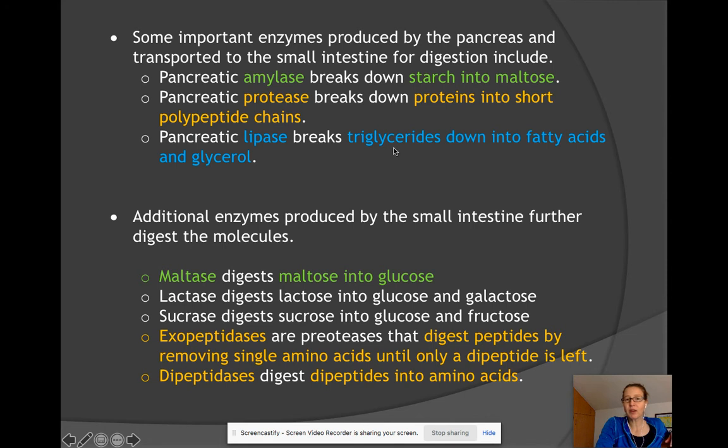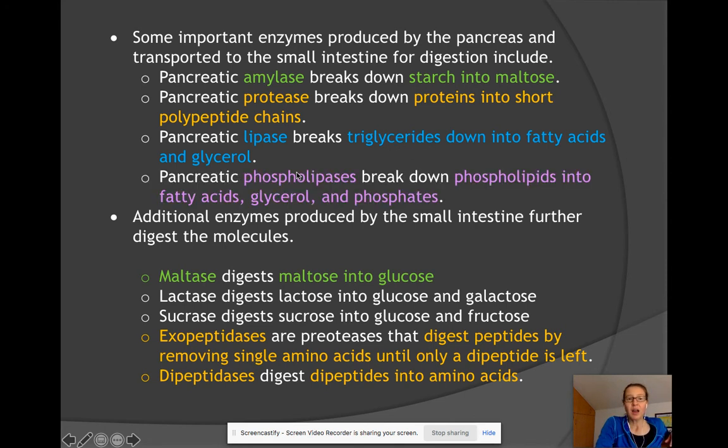Pancreatic lipase breaks down triglycerides into fatty acids and glycerol. And there's also pancreatic phospholipases that break down phospholipids into their components. And you have nucleases made in the intestine that break down DNA and RNA into nucleotides.